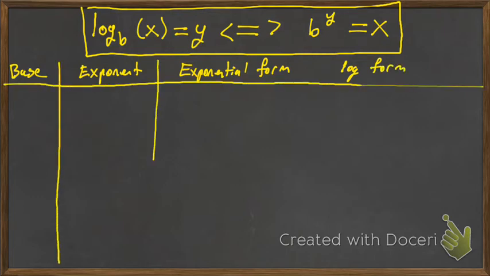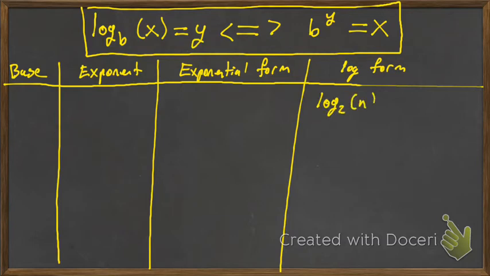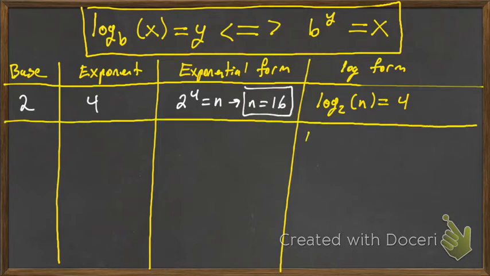All right, so what do we got this time? So we're going to look at log base 2 of n is equal to 4. So our base is 2 and our exponent is 4. So this is 2 to the 4th power is equal to n. So 2 times 2 times 2 times 2 is going to be 16. n is equal to 16.